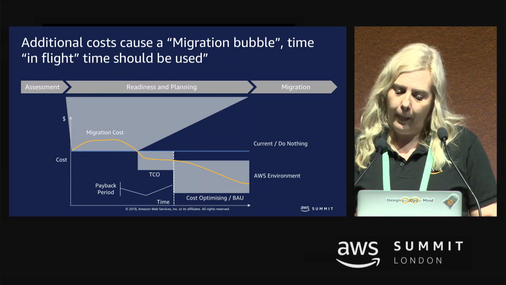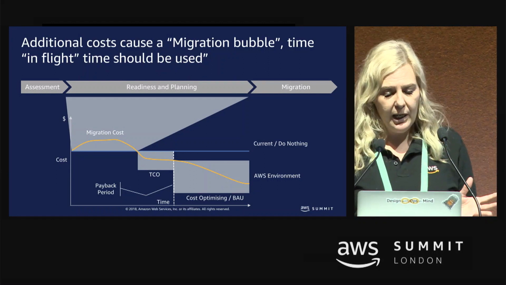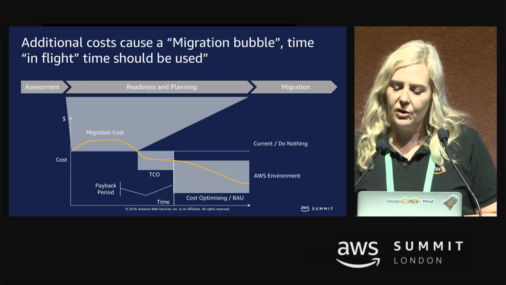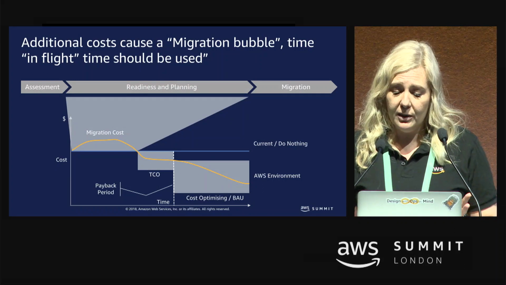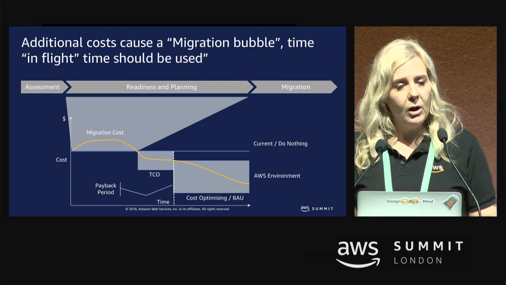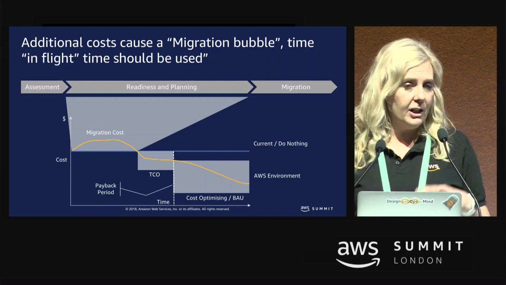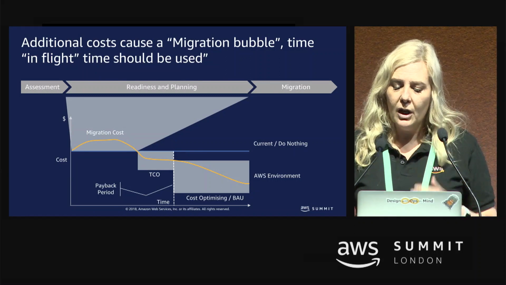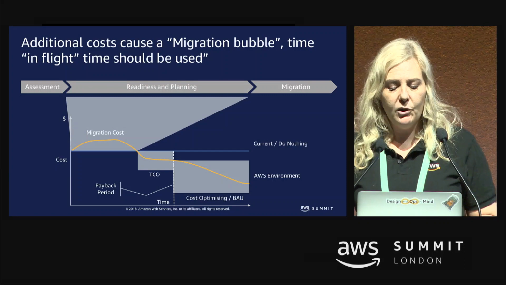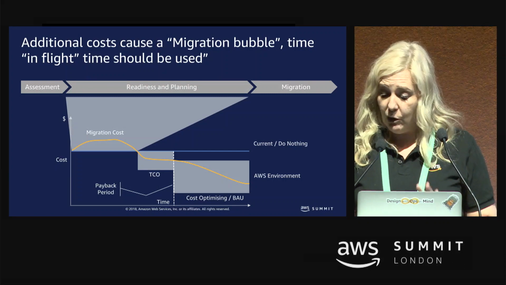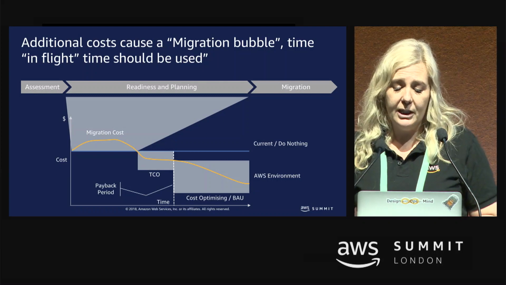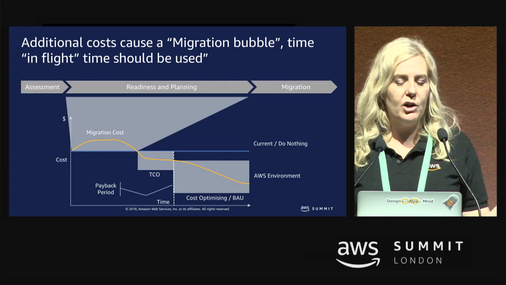project itself. When you start your MRP, you normally see some additional costs, such as duplicate environments, some staff training costs, maybe some consulting costs, additional license costs, and so on. So you should take every opportunity to accelerate this phase as much as you can so you can minimize the impact of what we call the migration bubble.